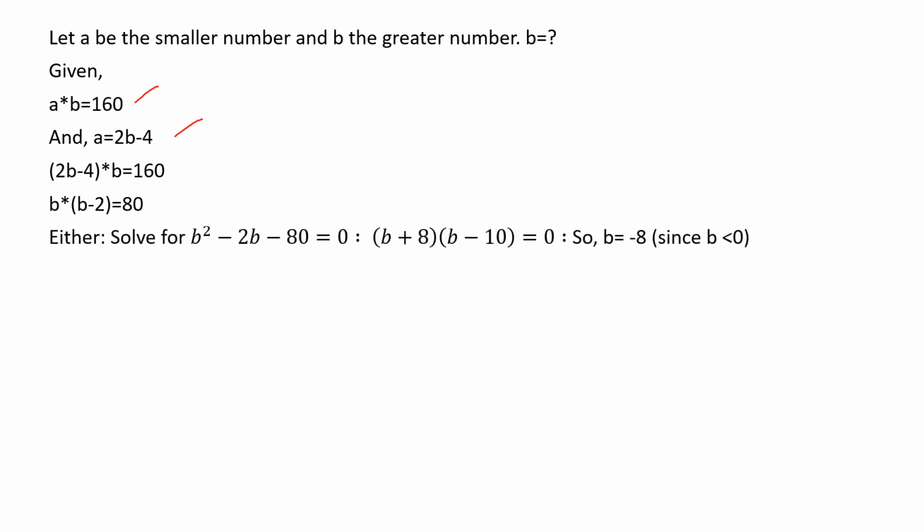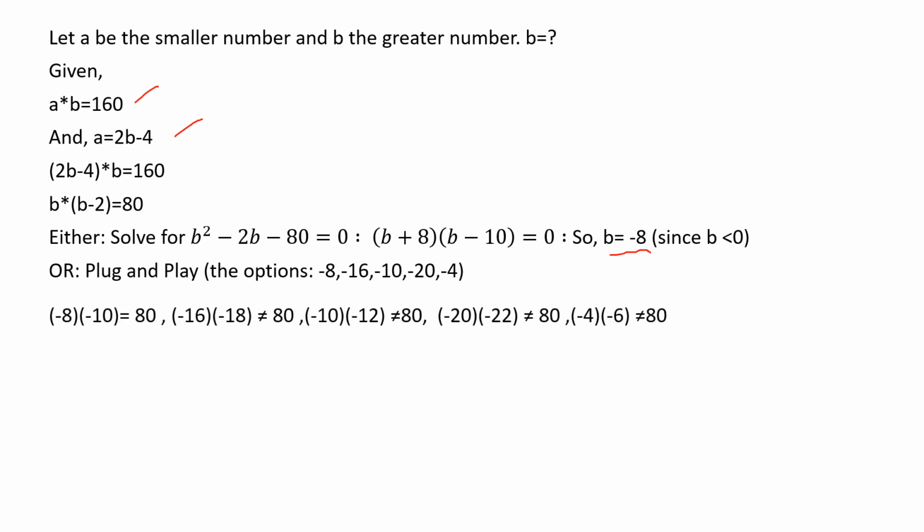So we either solve this by opening the brackets, converting it into a quadratic equation and factorizing it. We get two values of B, that's B is equal to 10 or minus 8. But we're already given that both A and B are negative values, so we get the answer as B is equal to minus 8. Or we plug and play, that is, we look at the options that are given for the values of B, that's minus 8, minus 16, minus 10, minus 20 and minus 4.